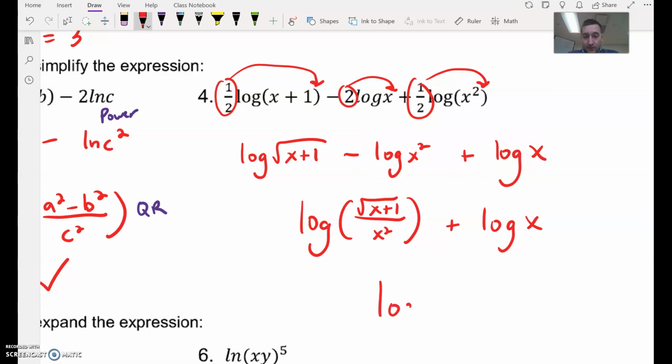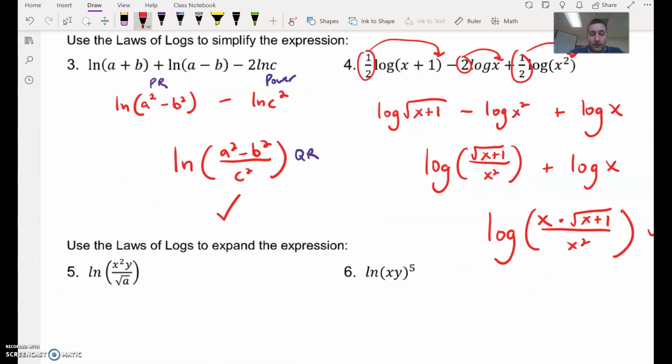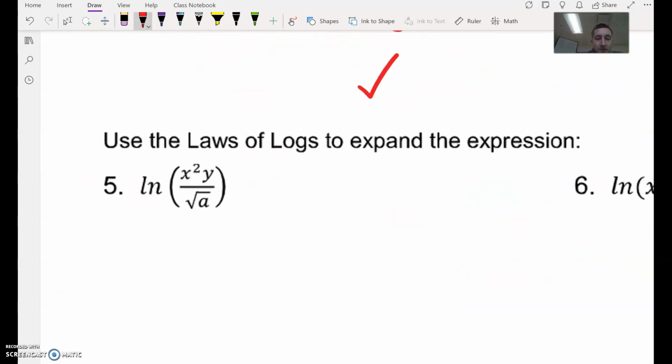So my final answer will be log of, notice, 1 log plus another log. So I'm multiplying. So that would put that x on top times what's already there over what's already there. So these ramp up in difficulty, but that is condensing. Notice if you're ever condensing, your final answer is ready when you've done 1 logarithm. Expanding, you have to break it up.